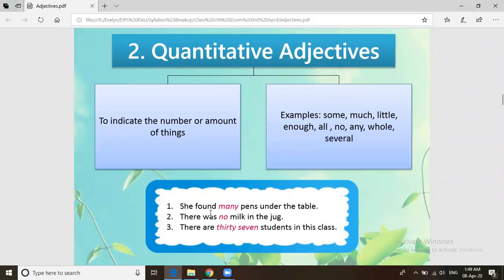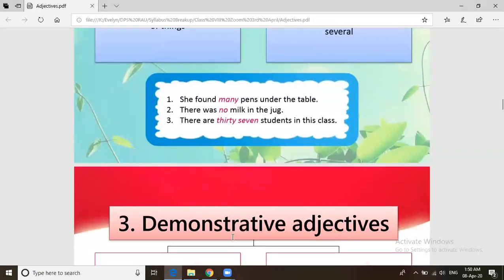Now we come to the quantitative adjectives. Quantitative adjectives indicate the amount of things or the number of things, the quantity. So they are called quantitative adjectives: some, much, little, enough, all, no, any, whole, several. She found many pens under the table. There was no milk in the jug. There are 37 students in this class. These are quantitative adjectives. They're telling you the quantity of the noun.